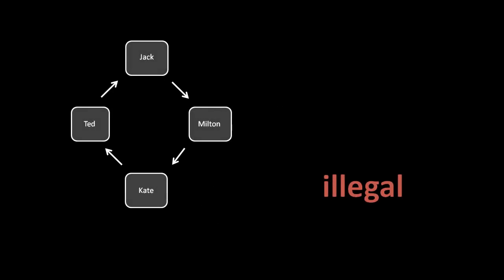What's definitely not allowed in any language, though, is circular inheritance, wherein a class ends up indirectly inheriting from itself. Like, say here, Kate inherits from Ted, and Ted inherits from Jack, and Jack from Milton, and then Milton inherits back from Kate. No languages allow this because it simply doesn't make any sense. It's not clear what it should mean, really.